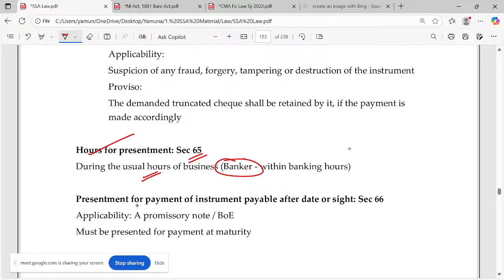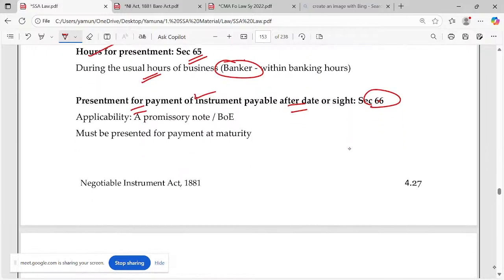இதெல்லாமே நடக்கும். Presentment for payment of instrument payable after sight or after date. Obviously after date or sight, okay, you can present it, but maturity date இருக்கணும்ல. Maturity date இல்லைன்னா பண்ண முடியாது. So it's applicable for promissory note and bill of exchange. It must be presented for payment at maturity. Okay.